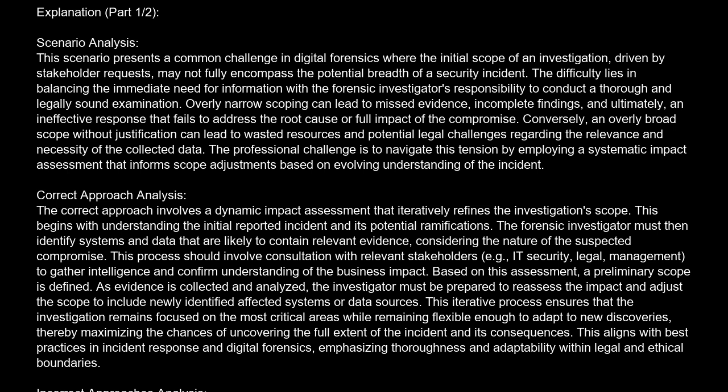Incorrect approaches analysis. Adhering strictly to the initial, potentially limited, stakeholder request without any reassessment of the incident's impact is professionally unacceptable. This failure stems from a lack of proactive investigation and a passive acceptance of a potentially insufficient scope. It risks overlooking critical evidence, leading to an incomplete understanding of the compromise and potentially exposing the organization to further risks or legal liabilities.